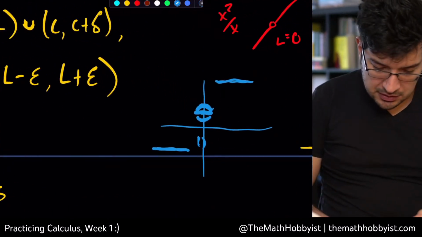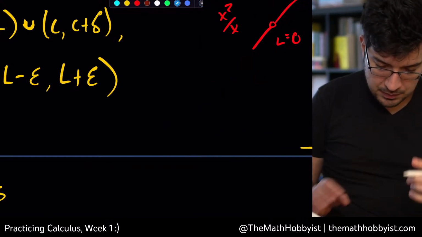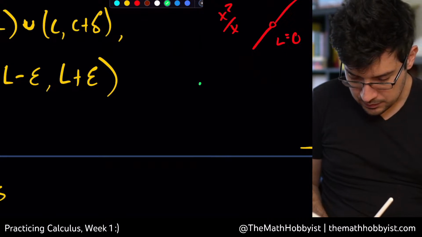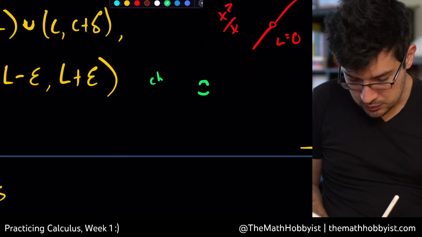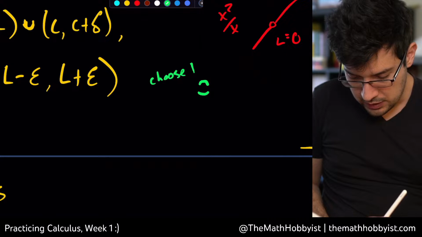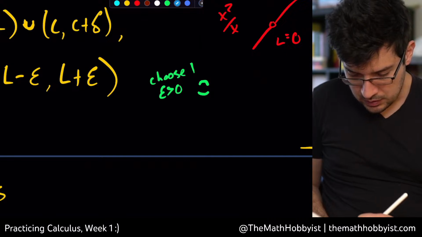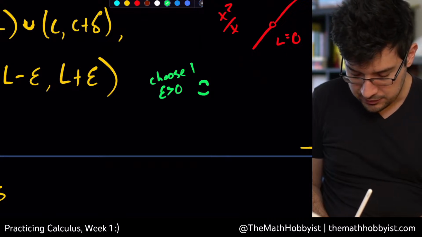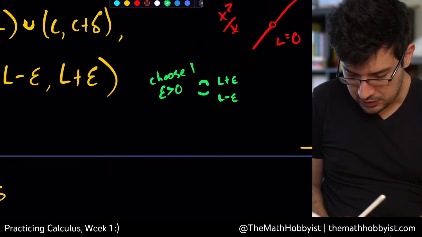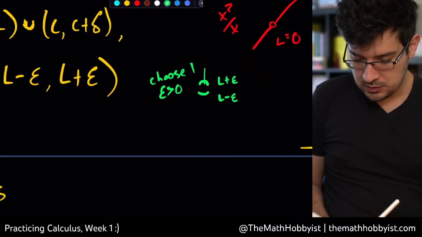That's an awful drawing. That drawing is more confusing than it's valuable, but you choose one epsilon greater than 0, and those are y values. So here we have L plus epsilon and L minus epsilon, like a neighborhood around the value L.